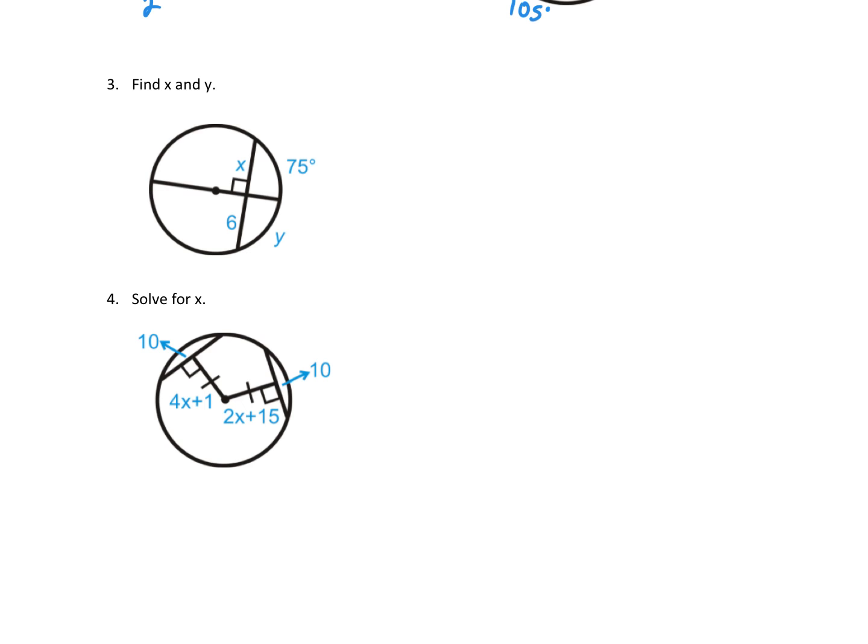Find X and Y. Okay, well, the wonderful thing about perpendicular bisectors is everything is the same. X should then be 6 and Y should then be 75 degrees.